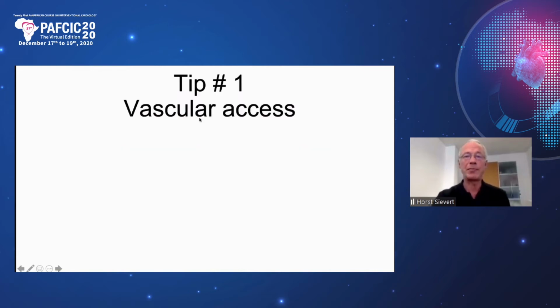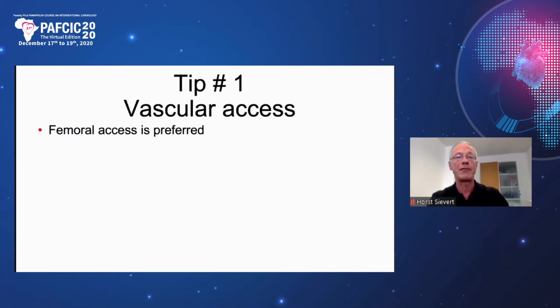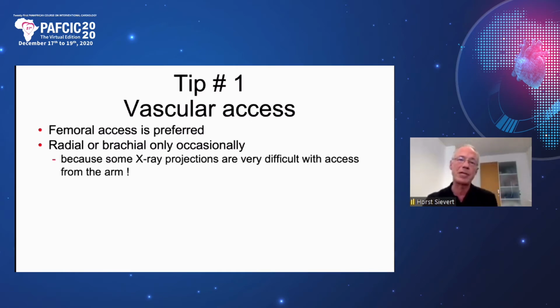So tip number one is regarding vascular access. What is the best access for paravalvular closure? Well, femoral access, in my opinion, is strictly preferred. Radial or brachial access, we use this only occasionally because in some X-ray projections, it's very difficult to bring the C-arm in the proper position if you do this from the arm.